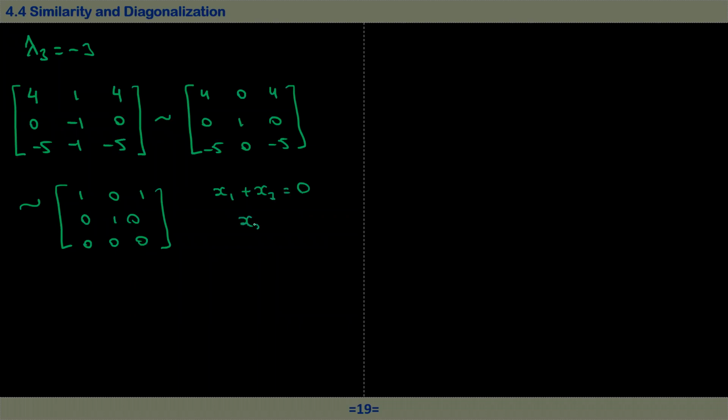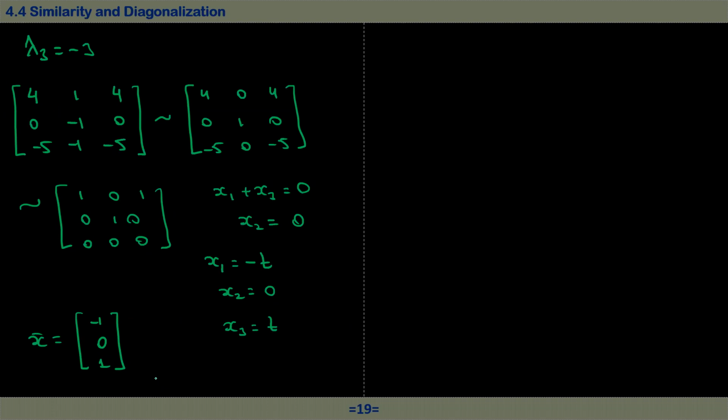So here we have x1 plus x3 equal to 0. The second line, x2 is equal to 0. So from here, x1 equals, let's say, minus t, x2 equals 0, and x3 is equal to t, where we just take x3 as t. So one eigenvector corresponding to this eigenvalue will be, if t equals 1, for example, negative 1, 0, 1. Okay, so now we get three vectors.